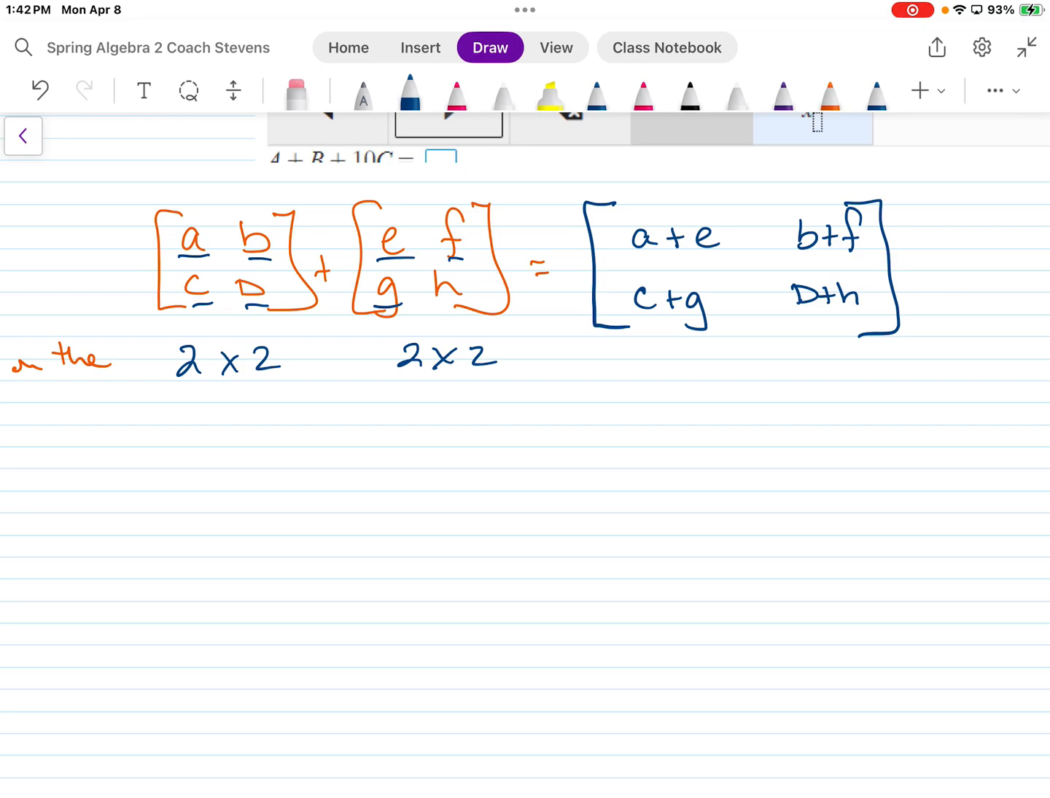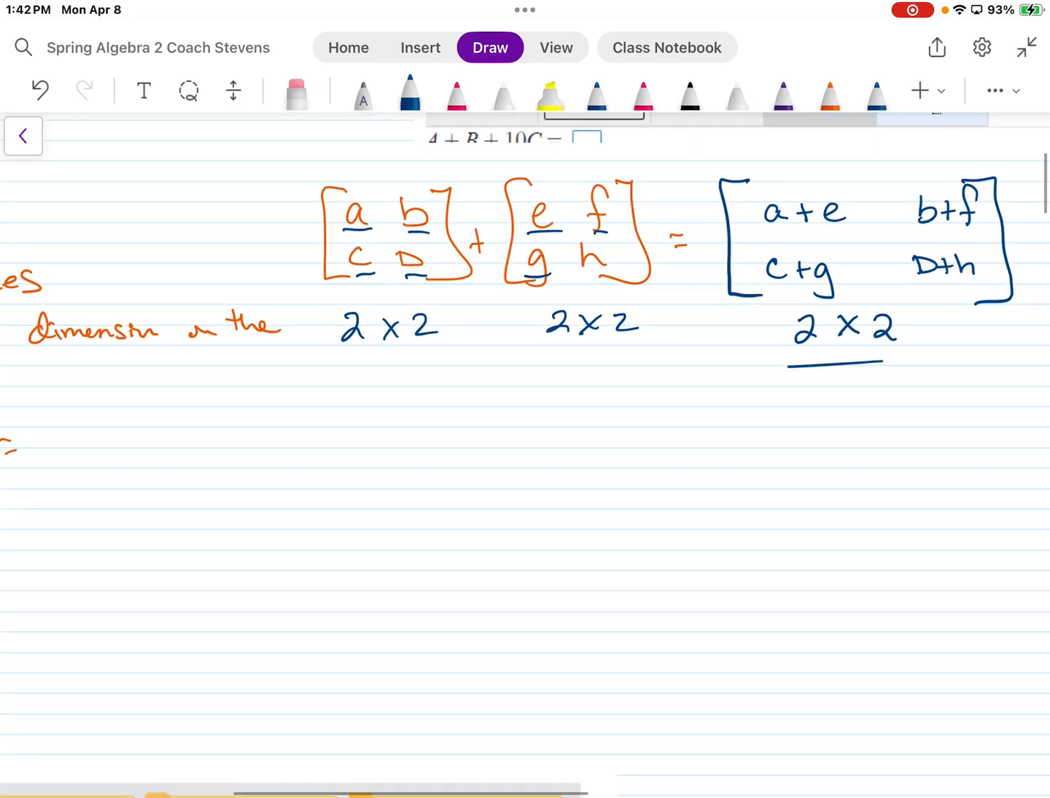Your answer matrix, when you're adding or subtracting, should mirror, dimension-wise, the two matrices that were being added together or subtracted. It's only when we multiply matrices together that we actually change the structure of the dimension shape. And again, that's another lesson we'll get into.